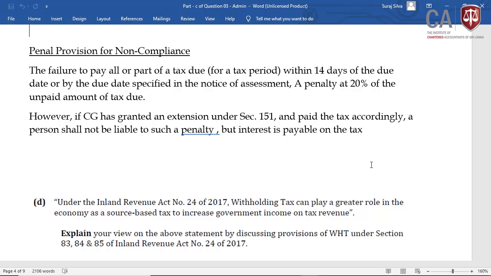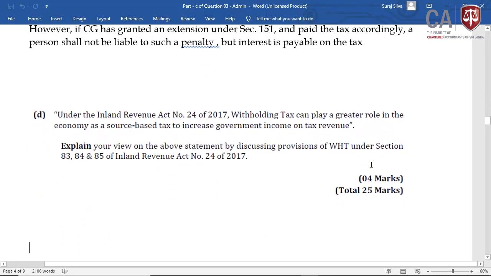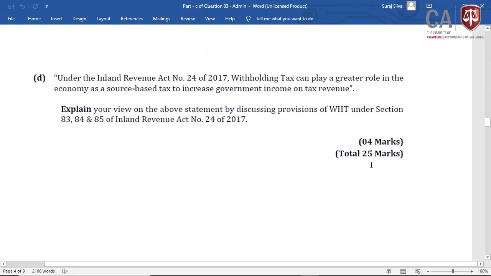Then the second part of the question, which is part D, is asking under the Inland Revenue Act, it is again 4 marks. That means three sections asking for 4 marks, so you all have to write this kind of answer; you should have greater knowledge. Under the Inland Revenue Act No. 24 of 2017, withholding tax can play a greater role in the economy as a source-based tax. Why is it a source-based tax? Because where the payment is deriving, you have to pay the tax.